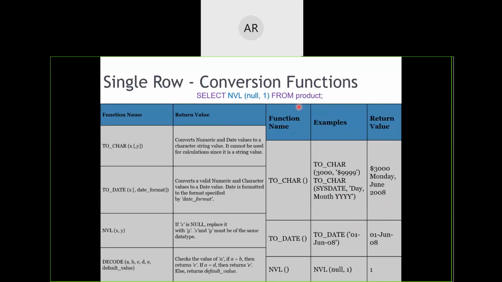Conversion functions next: to convert one format into another, for example, converting some data type X into a particular type. For example, here I'm having to_char 3000 and I'm telling that 3000 should be displayed with a $ sign and in how many digits? All these nines represent one digit: 1, 2, 3, 4. So 3000 should be displayed with 4 digits width and with a $ symbol.